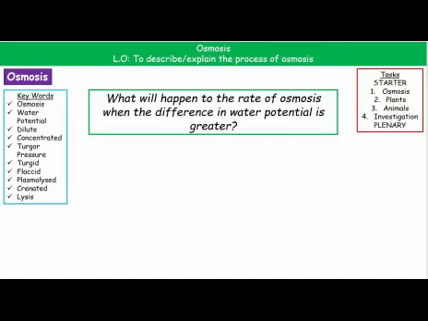Hopefully what we've got written in our books is that the greater the difference in water potential, the faster the rate of osmosis. Now hopefully you worked that out. Because osmosis is just a special type of diffusion, then the same principles apply for increasing the rate. So if we've got a big difference in the water potentials on each side of that membrane, then osmosis is going to be happening at a faster rate.